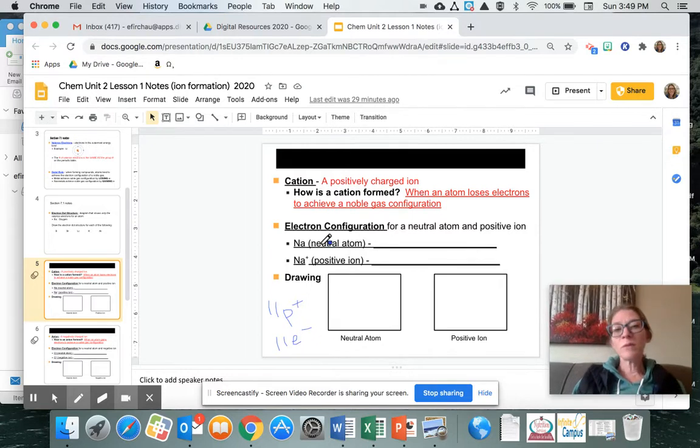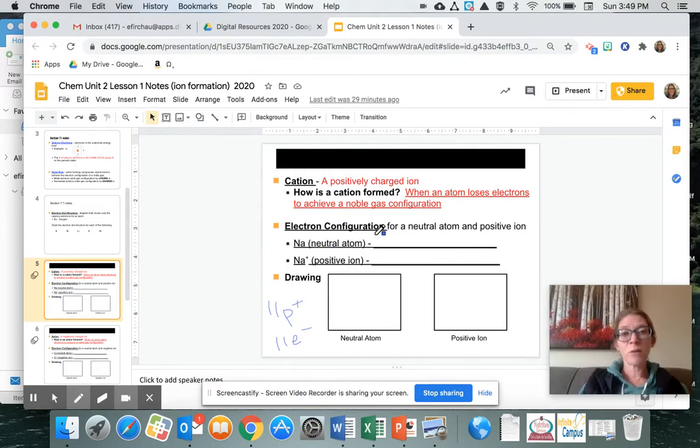So if we wrote the electron configuration for sodium, we would write 1s2, 2s2, 2p6, 3s1.